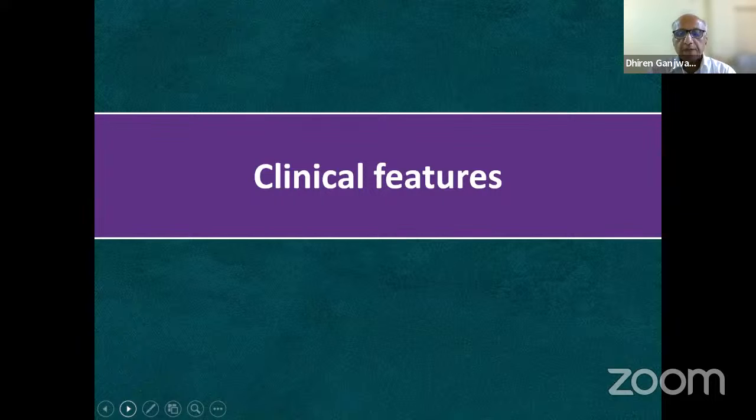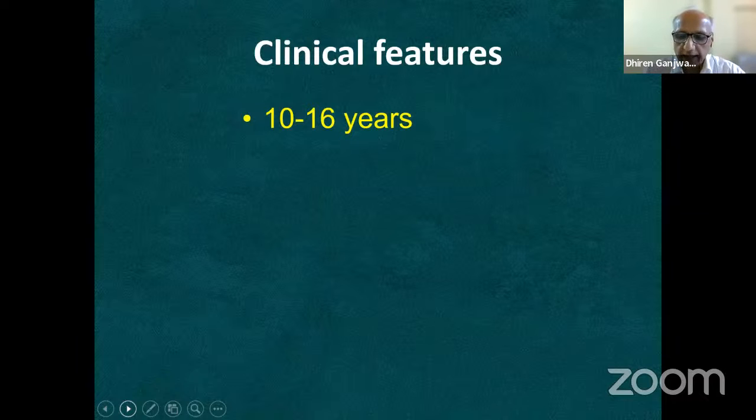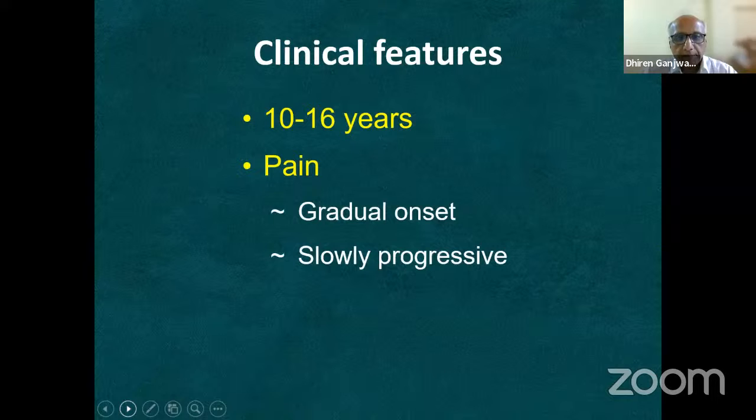So what are the clinical features of these patients? The clinical features are, as we saw, in the juvenile variety, the child's age is between 10 to 16, so it's an adolescent boy or girl. The pain is gradual in onset. The pain starts gradually, and it is slowly progressing. Later on, there is a swelling, as we saw that when the piece gets separated, it leads to synovial irritation and joint fluid production, that is swelling.